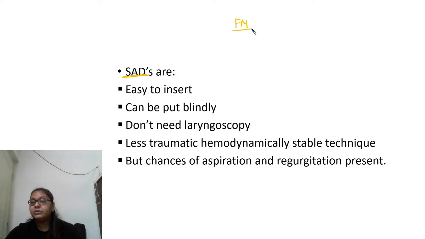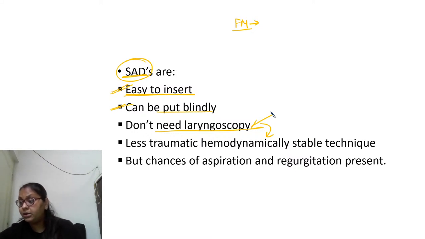Now advantages of the SADs. With the face mask, it was least invasive, and SADs are also least invasive. But in face mask, there was a technique, it was tiring. This is very important. SADs are very easy to insert. Even a paramedic staff can insert a supraglottic airway device. It can be put blindly. There is no need of laryngoscopy. And as there is no need of laryngoscopy, therefore the patient is more hemodynamically stable. Are you getting my point?